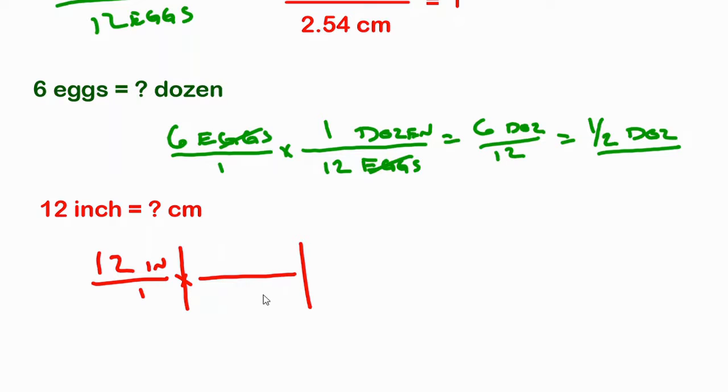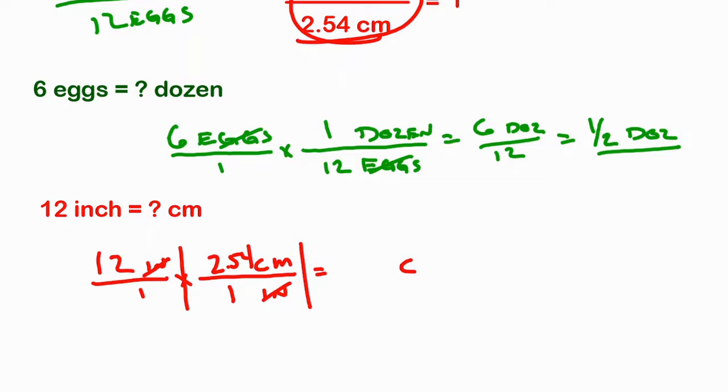So 12 inches. Now I've got inches on the bottom. Is there some relationship between inches and centimeters? There is. It's right here. 1 inch is equal to 2.54 centimeters. So I put centimeters on the top. My inches are going to cancel. Cool. Now I just need to put in the numbers. Well, 1 inch is 2.54 centimeters. So that's it. I'm done.